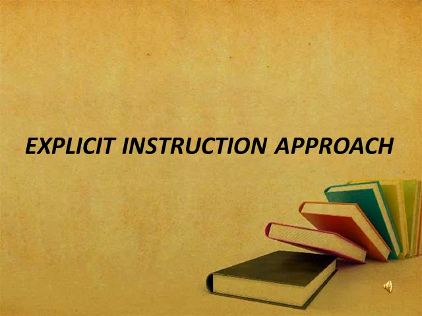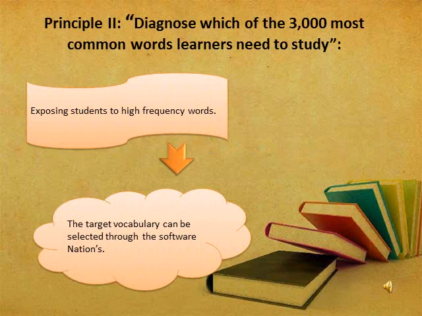For the explicit instruction approach we have: diagnose which of the 3,000 most common words learners need to study. Exposing students to high-frequency words and general academic words is vital because it ensures learners' effective reading. However, it might be difficult for teachers to choose which vocabulary to teach and the amount of it.